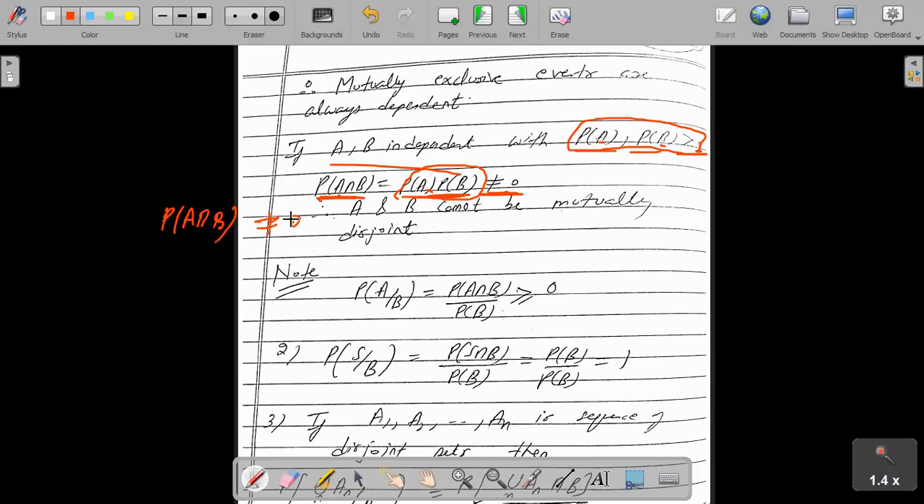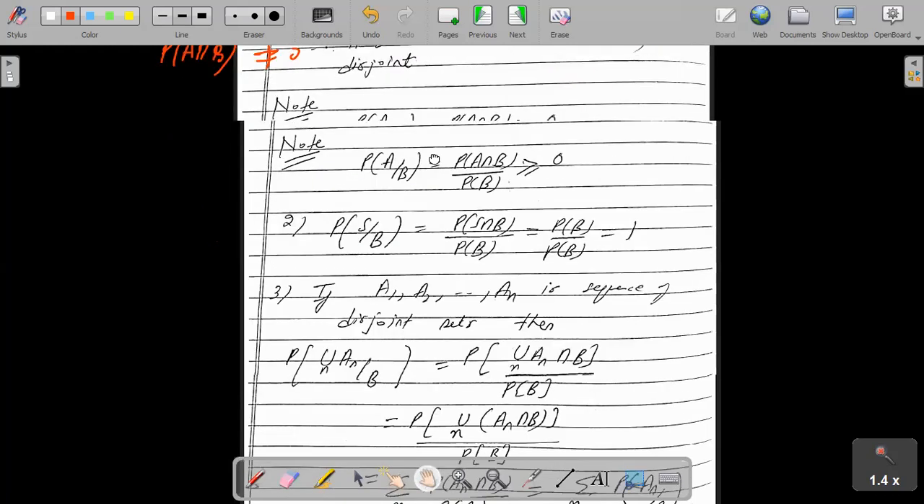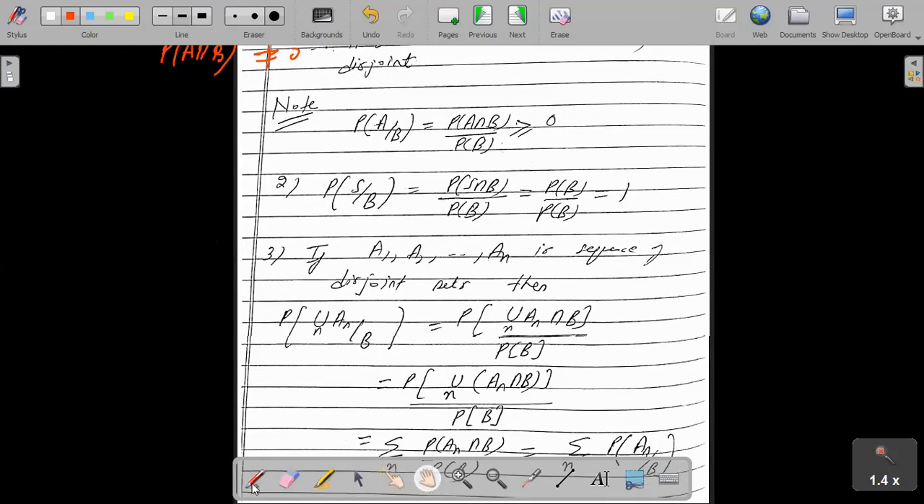So it means if A intersection B की probability zero नहीं हो सकती, so A and B cannot be mutually disjoint sets. So ऐसा नहीं है कि mutually disjoint होगा तो independent होंगे. No, this is not the case. Right. So before I move further to an important theorem, these are small results for the conditional probability.